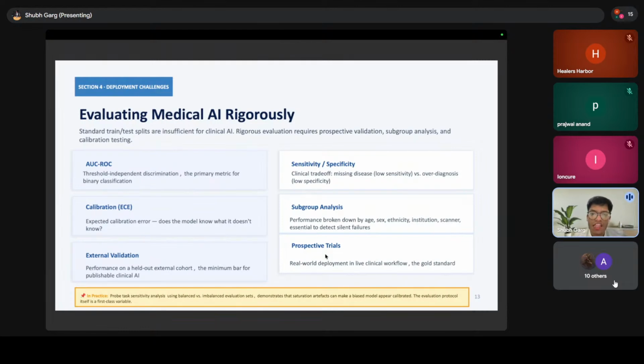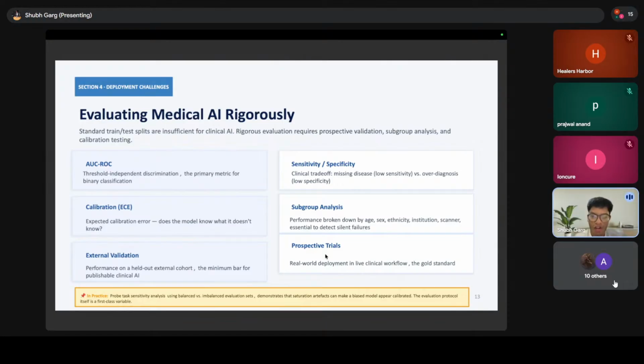Calibration is underappreciated and critical. This is a very important thing. A model that outputs 90% confidence should be right 90% of the time. If it's only right 60% of the time at 90% confidence, the model is overconfident. And in clinical settings, overconfident wrong predictions are dangerous. ECE, which is expected calibration error, measures this systematically.